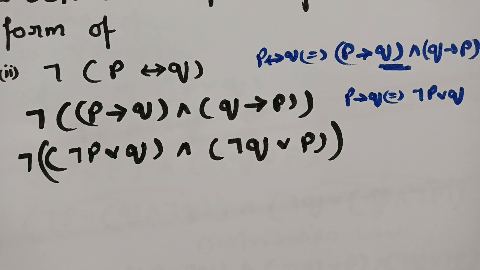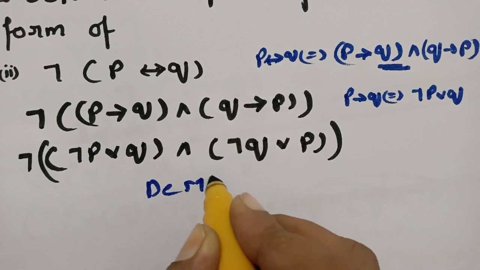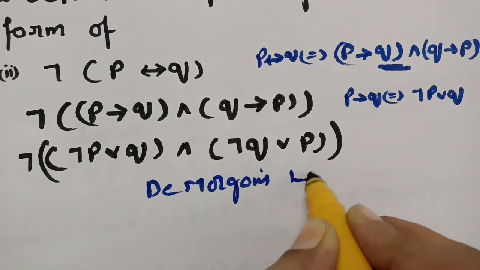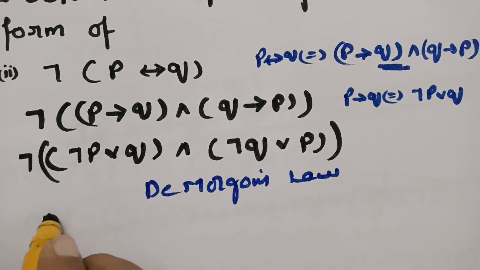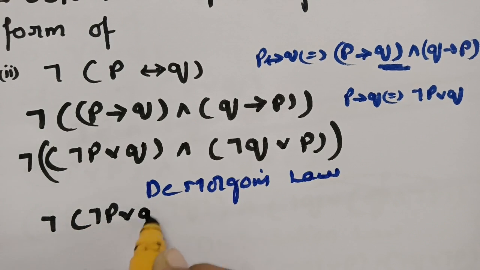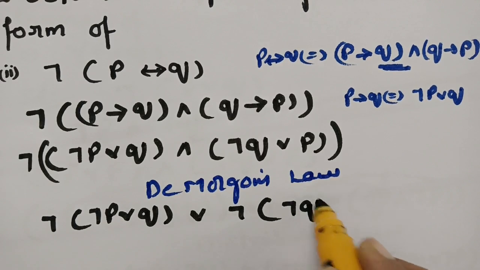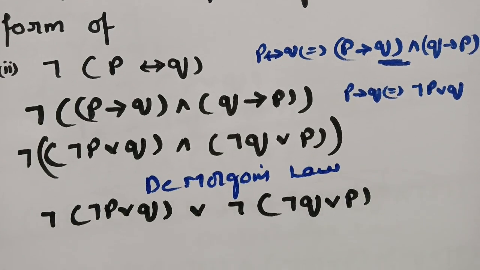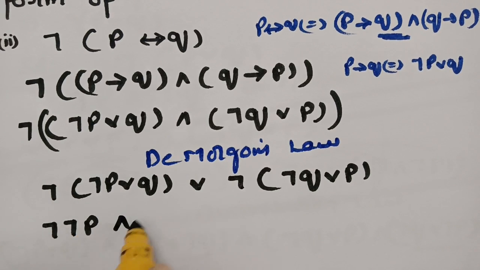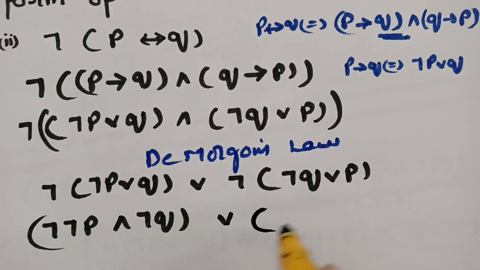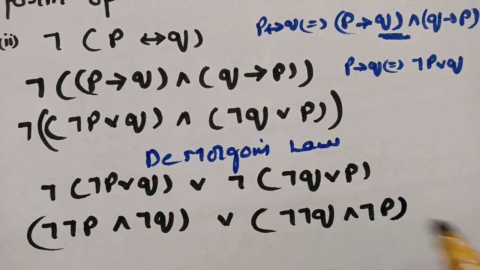And again I am going to use De Morgan's law. What does De Morgan's law state? According to De Morgan's law, if this negation is sent inside, this will be negation of negation P or Q, and the 'and' will become 'or', and negation of negation Q or P. Again, if I send this negation inside, this will be negation of negation P and negation Q, or negation of negation Q and negation P.